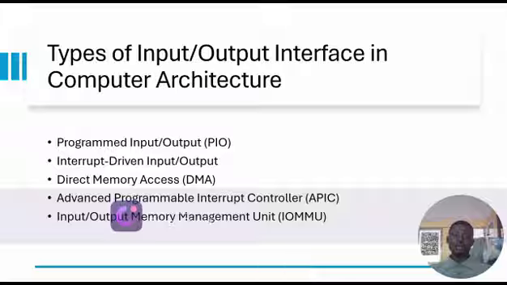So the fourth one we are going to talk about is the Advanced Programmable Interrupt Controller, known as the APIC. The APIC manages interrupts in the CPU. This is how it manages: it sends a notification to the processor when a device is ready to send data. This helps to manage interrupts, and because of this, it also helps in handling interrupts in multiple systems.